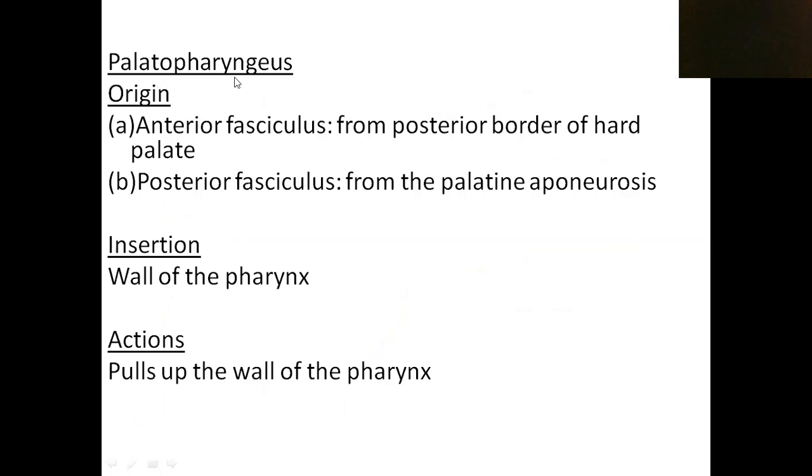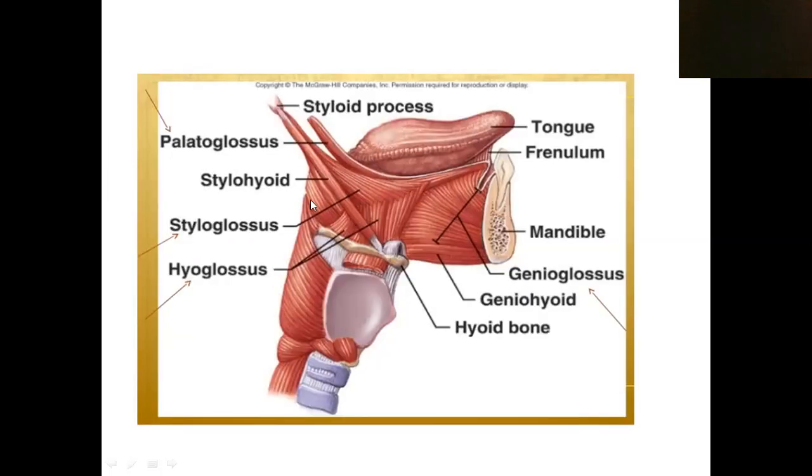Then palatoglossus, arising from the palate, from the hard palate and palatine aponeurosis. Above the tongue, the roof is made up of the palate. The anterior part is made up of bones; that part of the palate is known as the hard palate. The posterior part is made up of muscles. That is known as the soft palate.